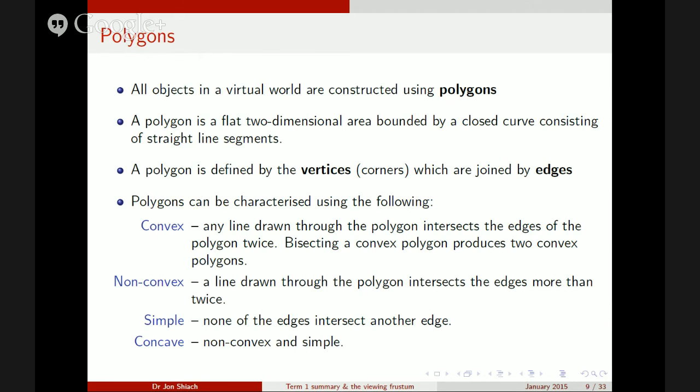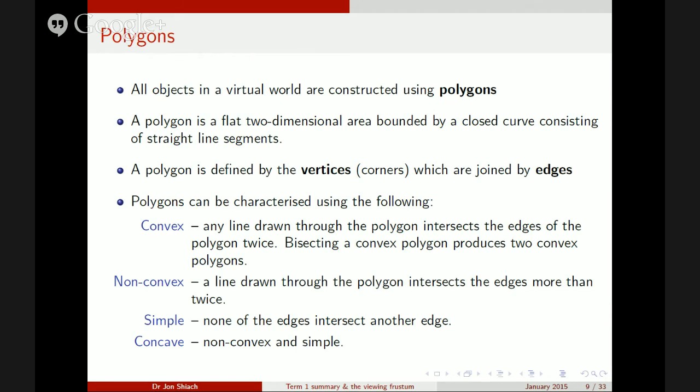They work well with clipping, which we'll be looking at over the next couple of weeks. They work well with lighting. They're just a lot easier to work with. So convex is what we want. Non-convex is any polygon which isn't convex. A simple polygon is where none of the edges intersect with another edge. So in other words, they're not twisted around or something like that. And a concave polygon is non-convex and simple.